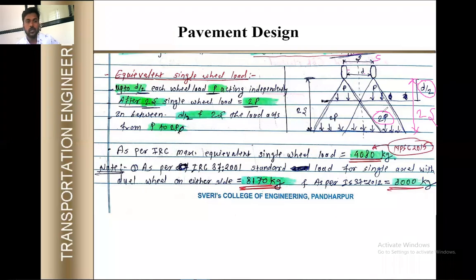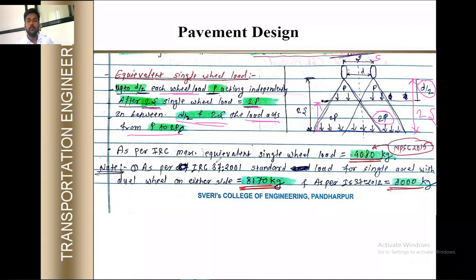Okay, so see here it is given here. Up to d by 2, each wheel load p acts independently. After 2s, the single wheel load 2p is active. Then in between d by 2 and 2s, this much area, the load acts from p to 2p. It increases from p linearly towards 2p. Okay. At d by 2 it is p. At 2s it is 2p. From d by 2 up to 2s it will increase from p to 2p. Okay.